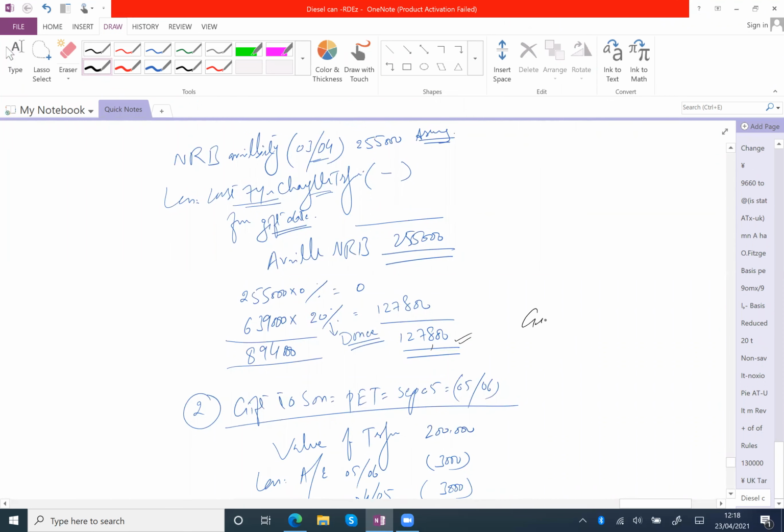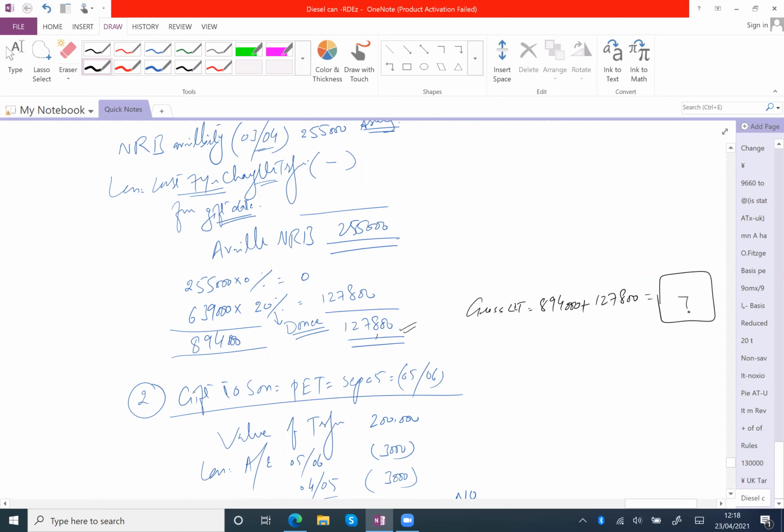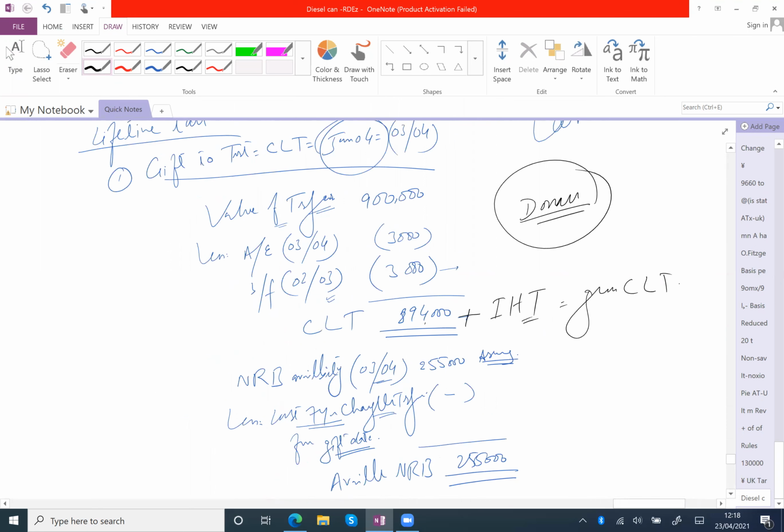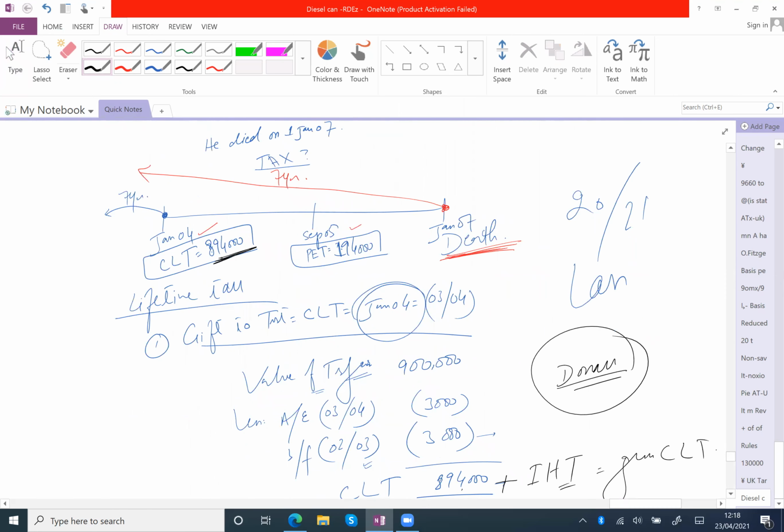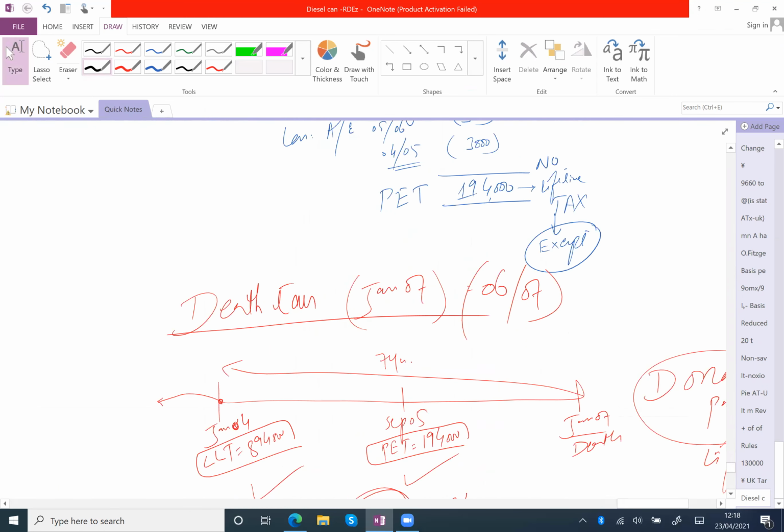So now you have to check what the gross CLT value is. CLT is 894,000 plus the IHT 127,800 you are paying, which is equal to the answer. This answer you will mention on the timeline instead of 894,000. When the donor pays the lifetime tax, this 894,000 you will never mention on the timeline. Just the gross value of CLT you have to mention. Meaning in this 894,000 you have to add the IHT, this value you will mention on the timeline, and on this gross CLT value you will pay the death tax. That's it. So this is the rule.